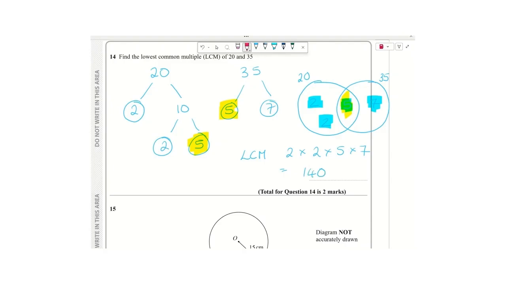As a little aside, if the question had said highest common factor, or HCF, then I only do the bit in the middle. So in this case, it would just be 5. If there were 2 numbers in the middle, you would times them together. Okay, now this question hasn't asked for that, but sometimes they do.